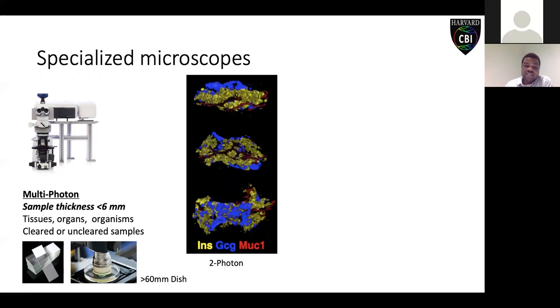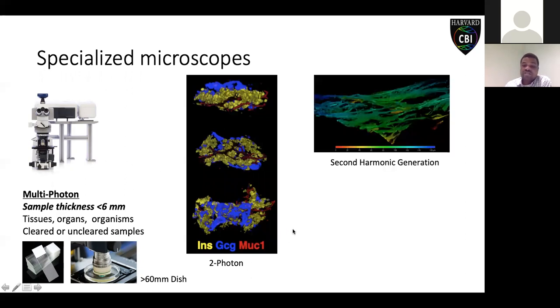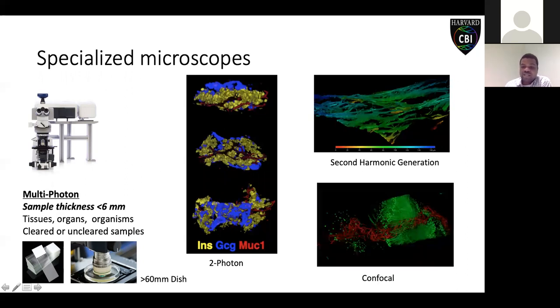So using the multiphoton, you can do 2-photon imaging. There's second harmonic generation, which can look at collagen and other things. And then there's the confocal mode, which is that single photon application of excitation and then emission. So you have the ability to use any of these approaches using the 2-photon.